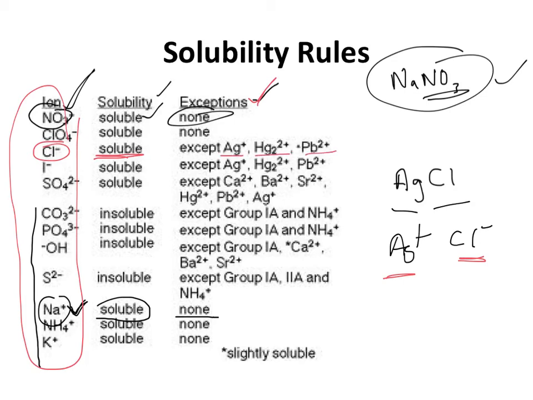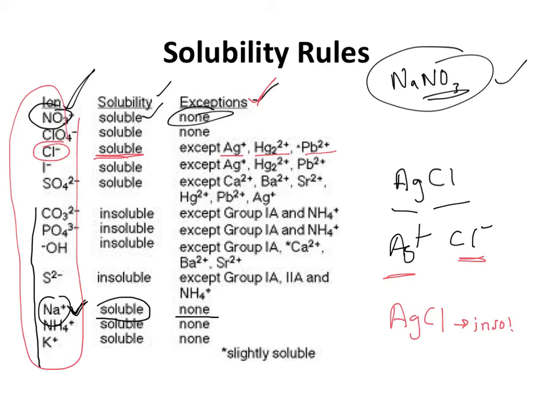Because of that, we know that AgCl is going to give us an insoluble compound. Because the silver is on the list of exceptions, we know that that compound will be insoluble in water.